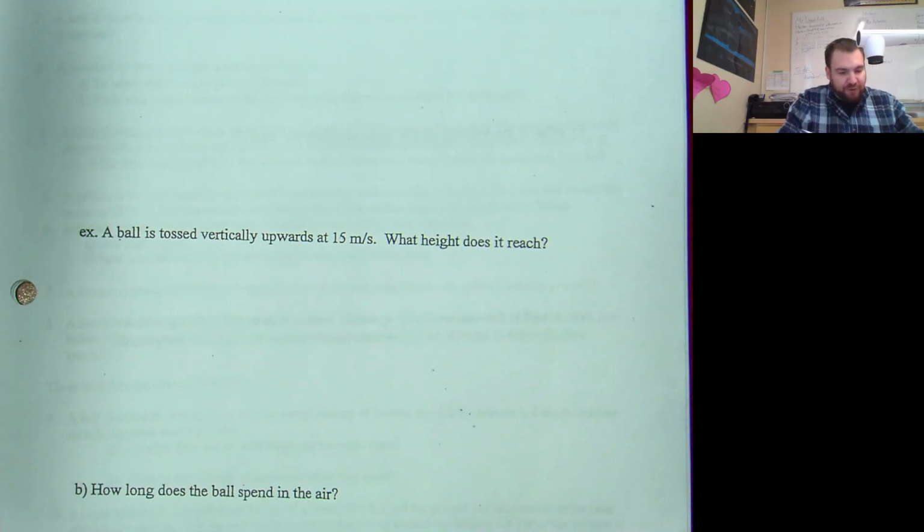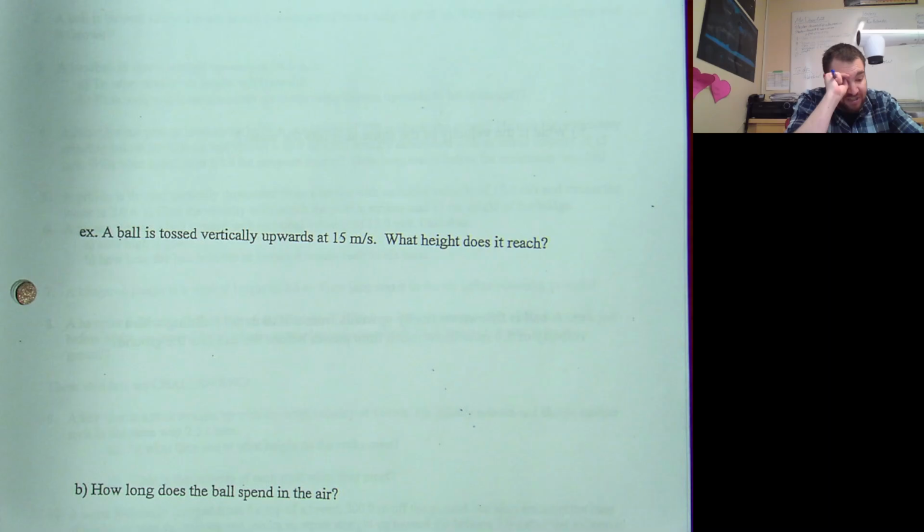I've got a ball tossed vertically upwards at 15 meters per second. How high does it go? Nothing has changed how we approach these questions. The only thing that has changed is the implications of the wording. So like before, I gave you questions like, this object starts at rest, and then this happens, or the object was moving and comes to a stop. The language there tells you that at rest, initial velocity is 0. Coming to a stop means final velocity is 0. The language gave you something to assume.